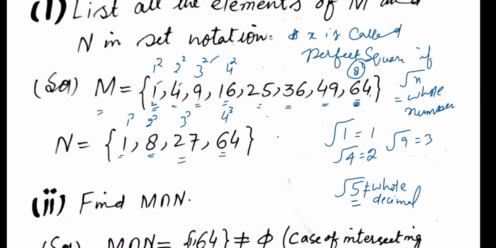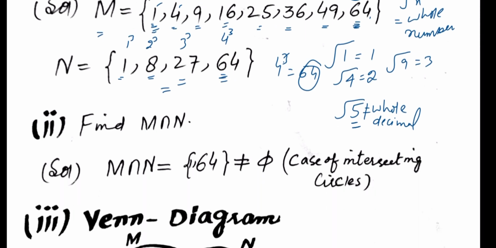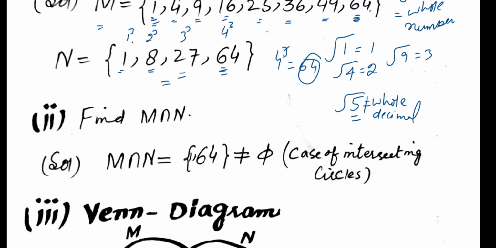4 is not a perfect cube. We will not write this number 4 in set N. Its answer, 4 cubed, is equal to 64. So we write 64 here. Find M intersection N. The elements common in both sets M and N are 1 and 64. So {1, 64} is the intersection, and it is non-empty.